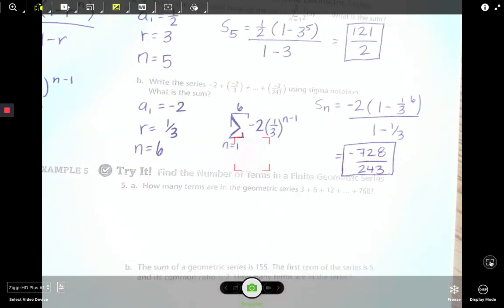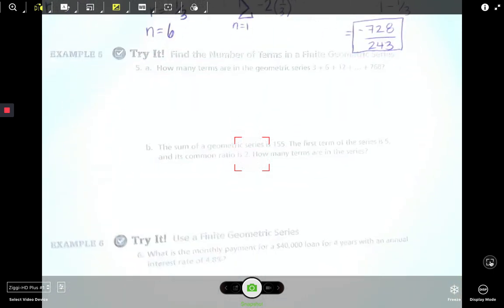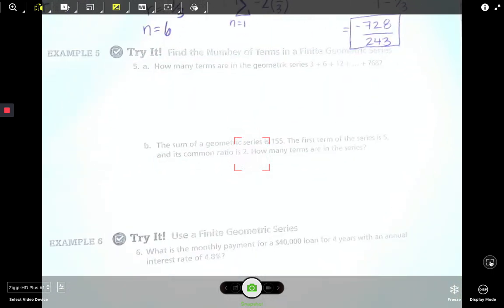All right, last example, because we're not going to do example 6. The last example says, how many terms are in this geometric series? Hey, that's what we needed for B. Let's figure out how many terms are in this geometric series.